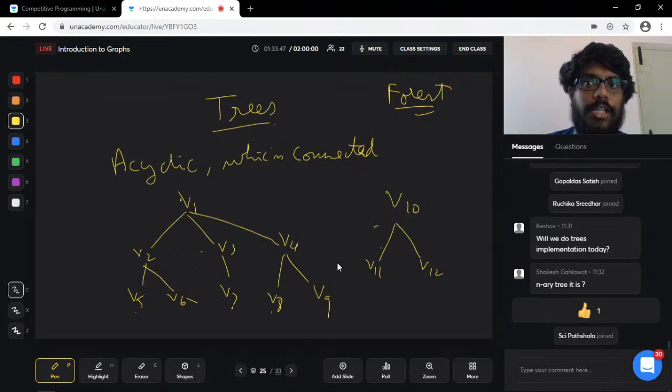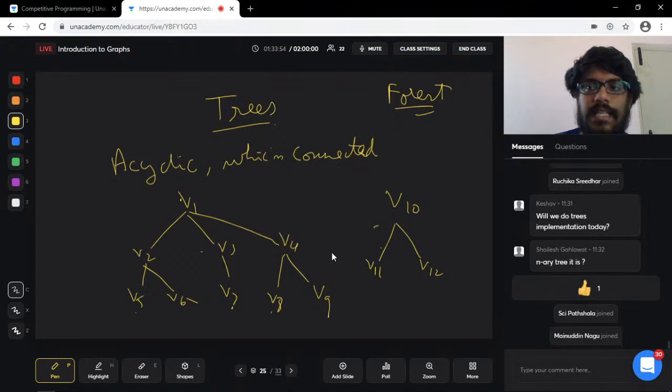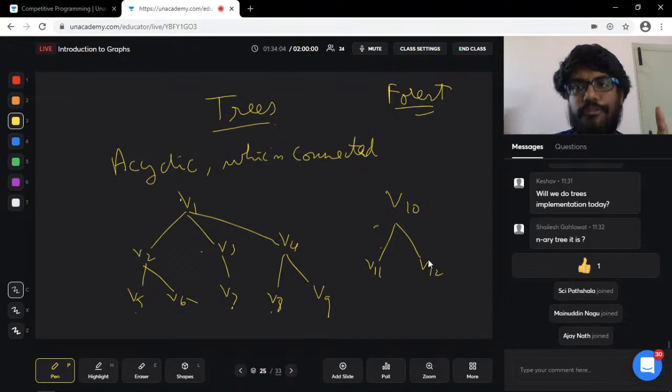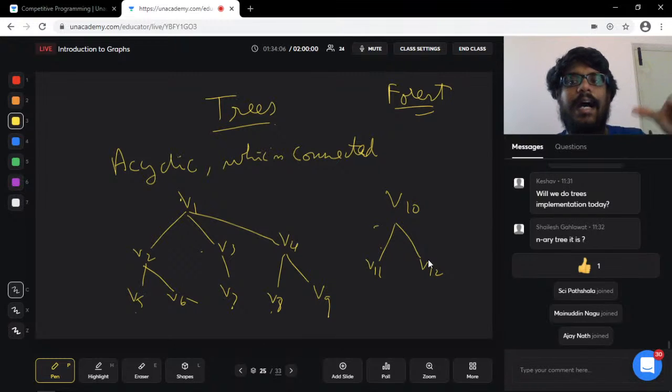But this entire thing is not a tree. I think someone had this exact question before, whether acyclic implies tree. No, acyclic does not imply tree, because this is an acyclic graph, but it is not a tree because it is not connected. So acyclic implies a forest. Acyclic and connected implies a tree.